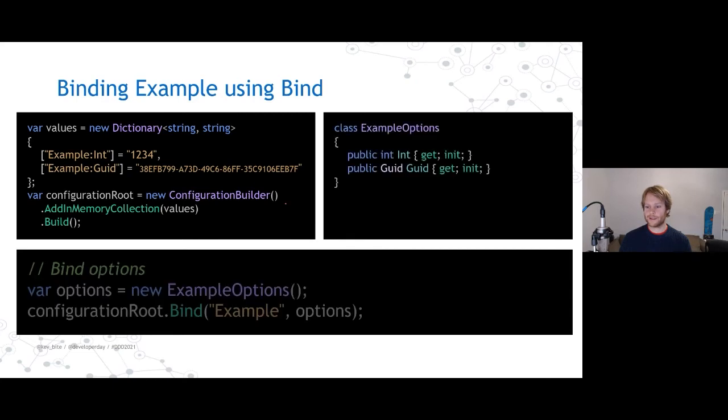The next example is very similar, and this is so we can bind to a hierarchical configuration. This has a parent of example and then keys of int and GUID, so very similar to before. Our example options class has not changed at all, it's exactly the same. We create a new options class, and then we pass in the root of where we want to bind from. We're saying we want to bind from the key of example, and anything under that will bind directly to it. So the int and the GUID will bind straight to this model.